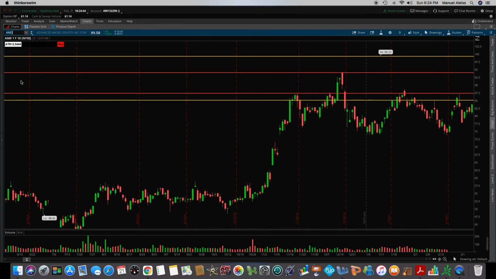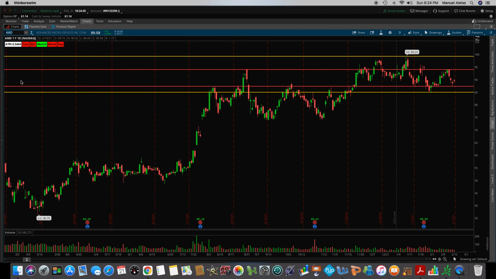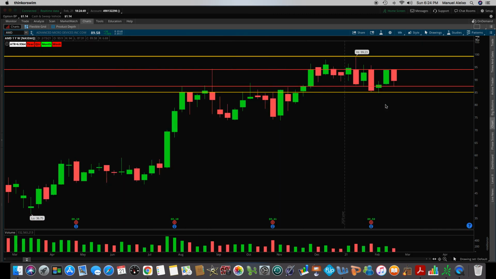And last but not least, I have AMD, Advanced Micro Devices. Let's go to a weekly. Okay, here you have it. It's been doing a whole lot of nothing for weeks on end. It's really been in this range. It's either going to start working or it's just going to continue in this range. But AMD does move. I like playing AMD. It's given me a tremendous reward on a short-term basis as well. Even swing trading it, I've been doing very well with AMD because AMD does move.